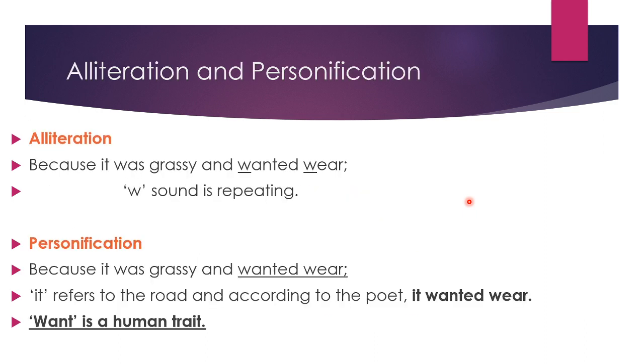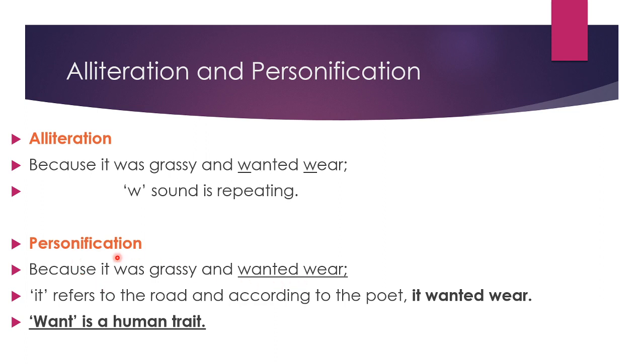Now the next literary devices are alliteration and personification. Alliteration is in "because it was grassy and wanted wear." Here the w of wanted and the w of wear are again similar in sound. So you will underline the sound like this and then write the w sound is repeating. So this is alliteration.